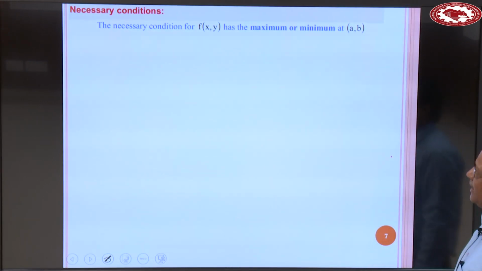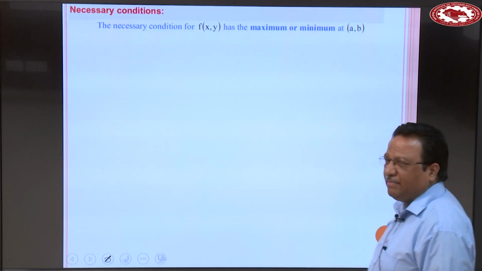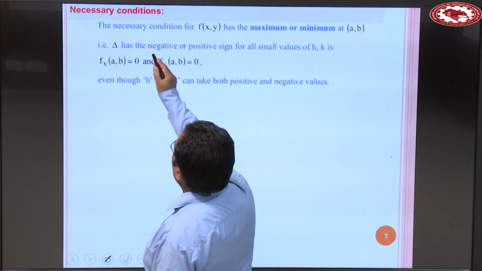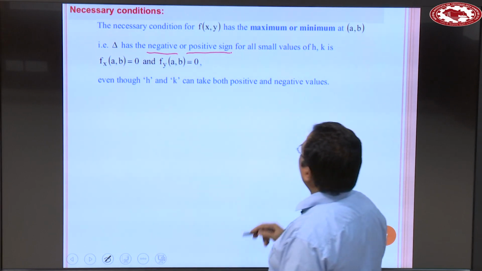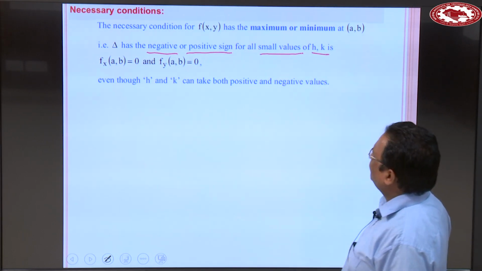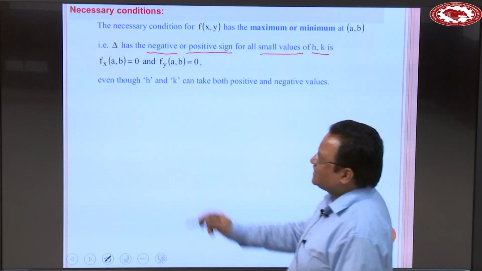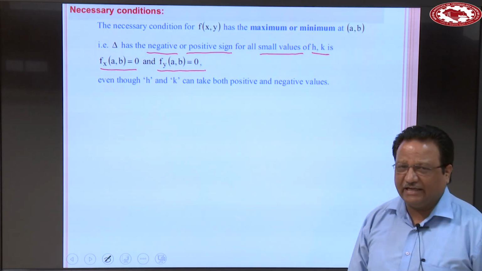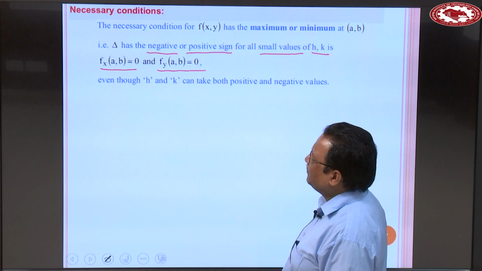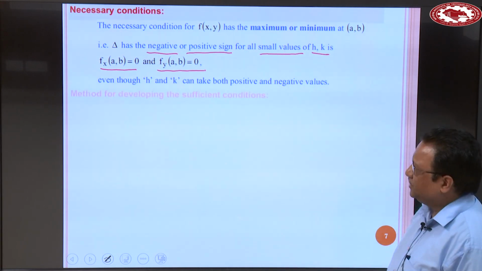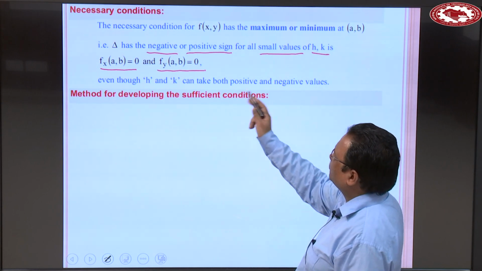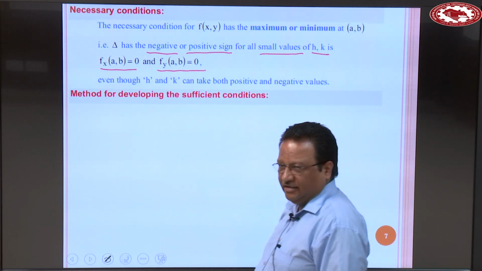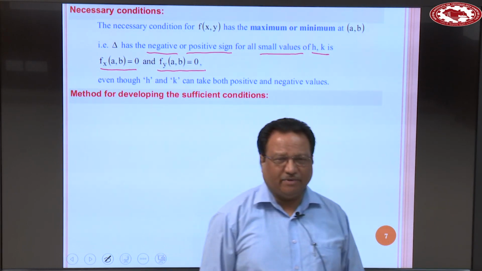The necessary condition for f(x, y) to have a maximum or minimum at this point (a, b), that is, for Δ to have a negative or positive sign for all small values of h and k, is f_x(a, b) equal to 0 and f_y(a, b) equal to 0, meaning ∂f/∂x at (a, b) is equal to 0 and ∂f/∂y at (a, b) is equal to 0, even though h and k can take both positive or negative values. So, these are the necessary conditions for evaluating the maxima and minima of a function of two variables.